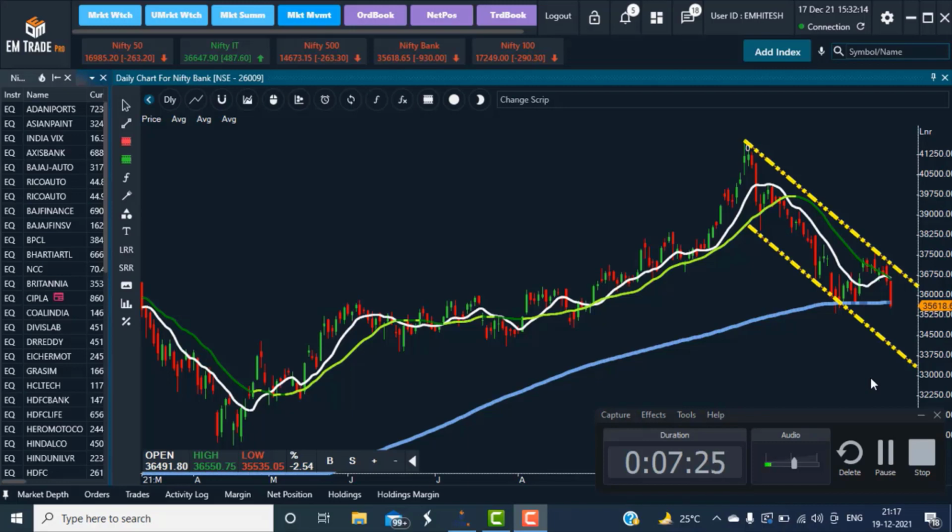And again, I repeat before ending the session, keep a watch on Friday's high. Once that is taken out, then only can we see any upside, or else the current downswing is likely to continue in the near term.